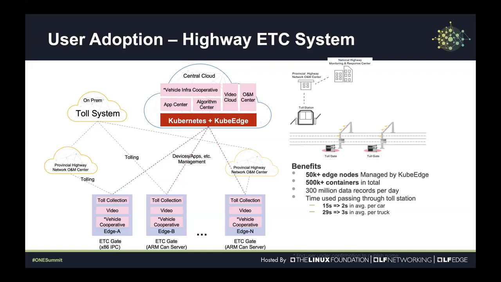So with this system, there's a big performance boost from the old system. Every time a car is processed, it's from 15 seconds down to 2 seconds. And per truck, it's down from 29 seconds to 3 seconds.